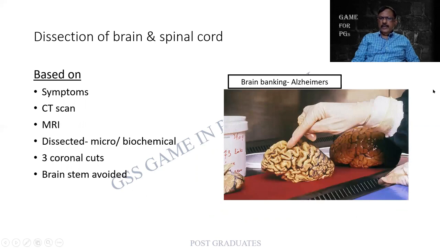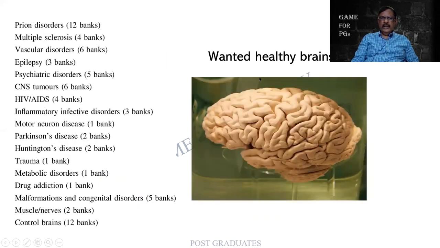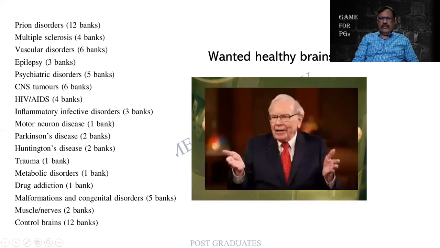There is another concept that we should be at least aware of, which is called brain banking. Just like blood banking, you find that there is a brain banking. This is a normal brain and this is an Alzheimer's brain that is being preserved. And see what all can be diagnosed or what all can be stored as such. These all have been clinically diagnosed and it can be a wonderful source for research. Sometimes we all want a healthy brain, and this is an instance of a wealthy brain, the richest person in the world.